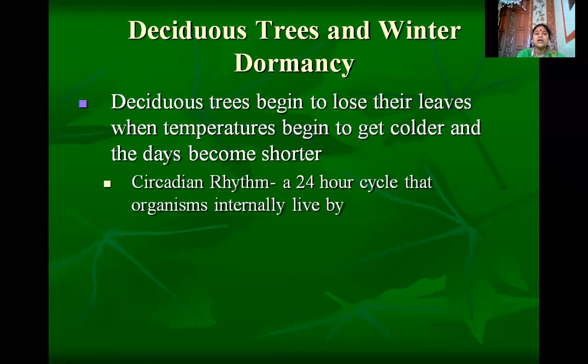Deciduous trees begin to lose their leaves when temperatures begin to get colder and the days become shorter. There is a circadian rhythm, a 24-hour cycle that organisms internally live by. See, we could see short days because of low light, and we could see long nights.